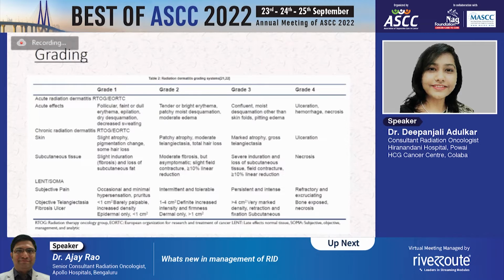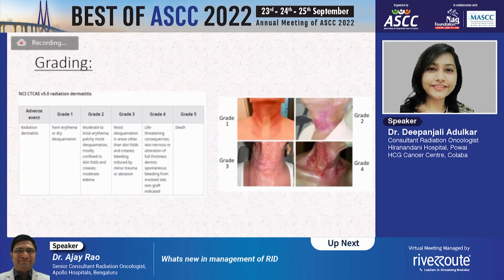Similarly, in chronic radiation dermatitis, we look at the skin and the subcutaneous tissue as well. So the skin atrophy, which is mild, moderate, marked, and ulceration as grade 1, grade 2, grade 3. The CTC is again almost the same. There is grade 1, 2, 3, and 4, and grade 5 is death.